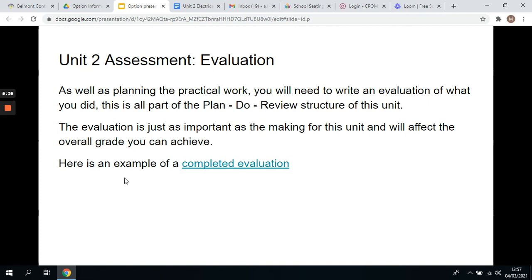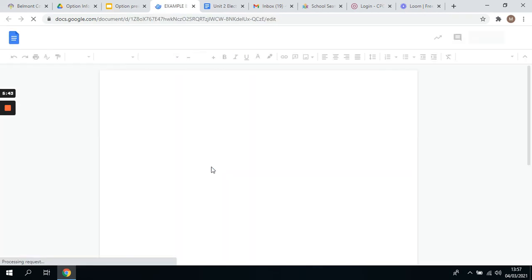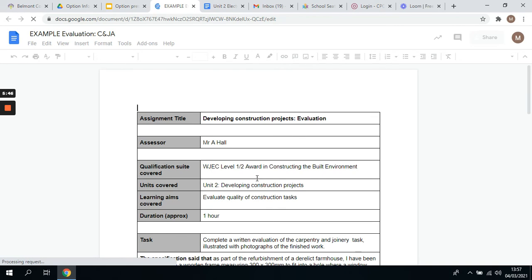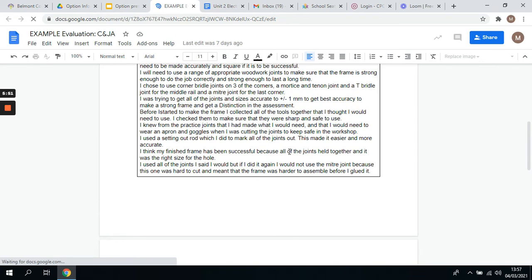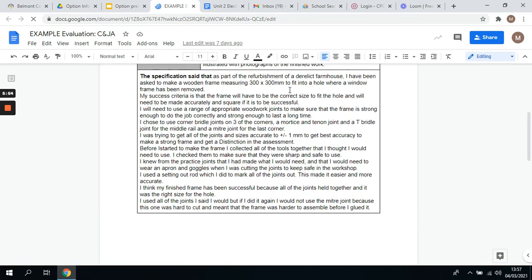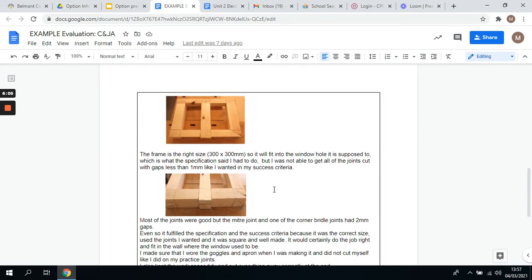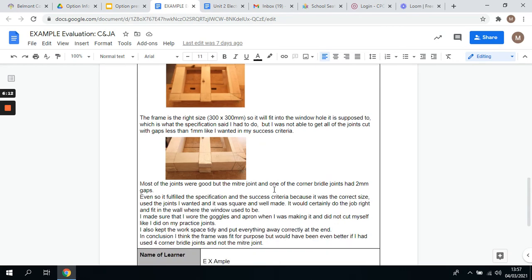You also need to do the evaluation. It's all part of the plan, do, review structure of the unit. Here's an example. And as you can see from this, it's a piece of open written text which outlines what you've done, what the success criteria are, and how well you think your product compares to the specification and the success criteria. And it's a good opportunity here to put some photographs of the finished product in to illustrate what you're saying, so you can compare it against what you set out to do and explain how well you think you've done.